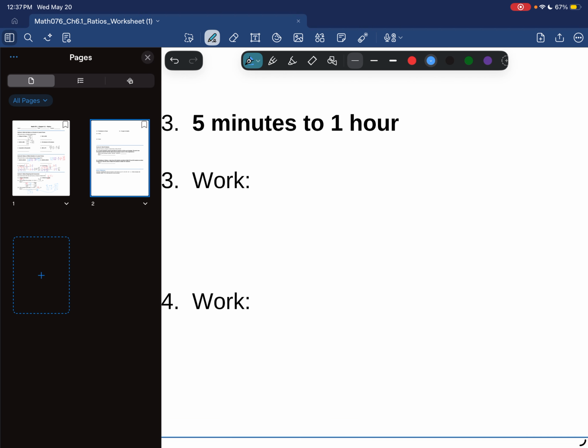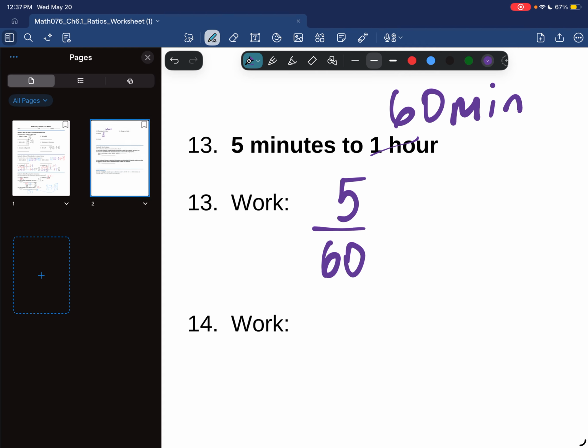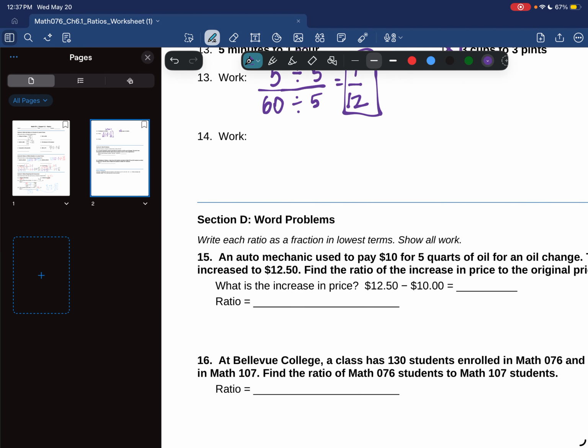Okay. 13, very similar. I've got to convert. I want to compare them. I'm going to convert hours into minutes. How many minutes are in an hour? I've got 60 minutes. So I do my conversion, and then I can compare 5 over 60. I want to reduce. They both have a 5 in common. 5 divided by 5 is 1. 60 divided by 5 is 12. 1/12. And we're going to skip number 14 because I didn't provide the conversion for pints. But you can do it on your own if you want.